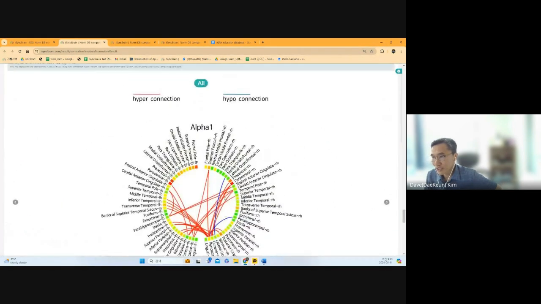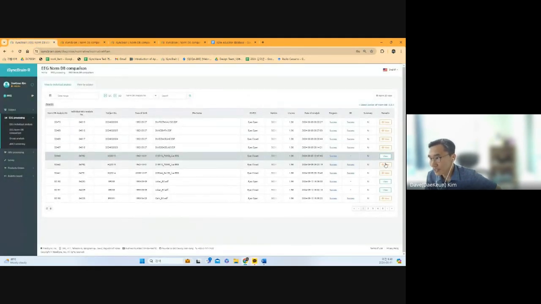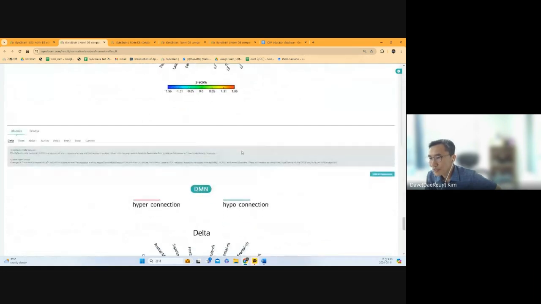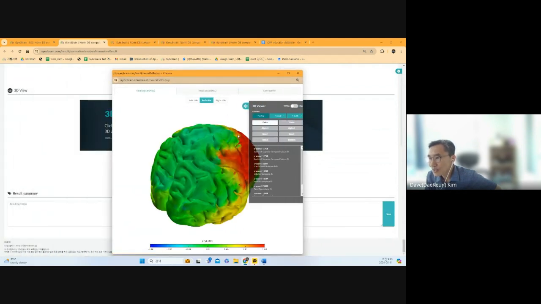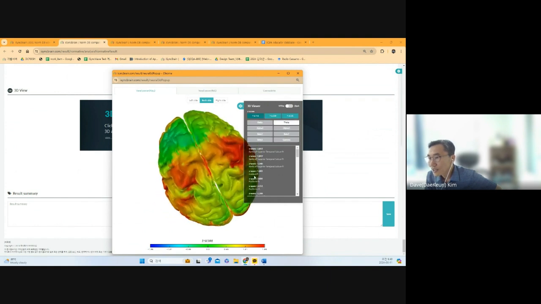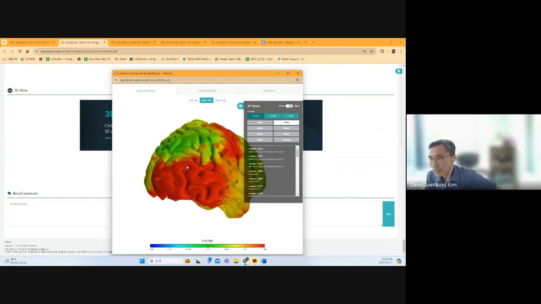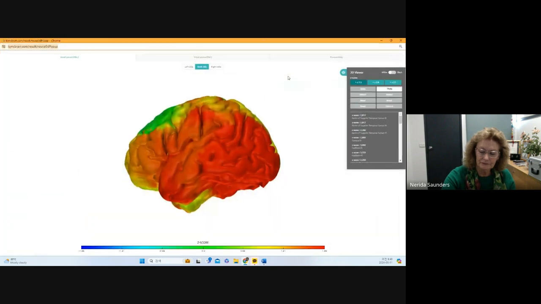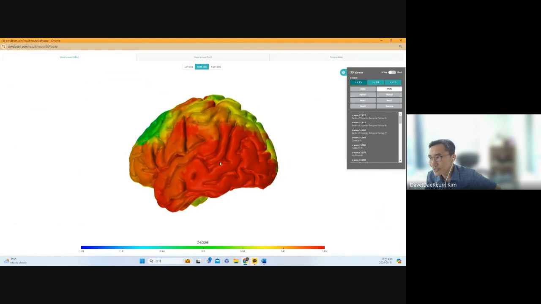And we can also see this source activity in the 3D mapping. Here we can see the 3D map. You can see a lot of theta in the left compared to the right. Left theta absolute source activity is more deviant.